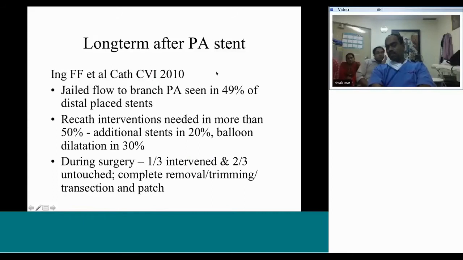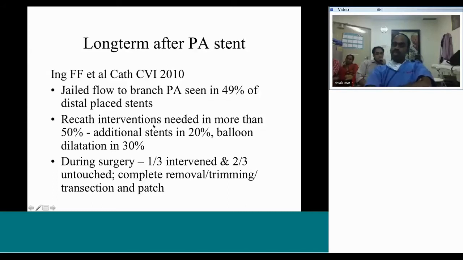Jailing of flow to transpulmonary artery is seen in almost 49% of the patients with distally placed stents. Whenever you are placing a stent beyond the hilum of the blood vessel, 50% of them will have some form of jailing of flows to some branches. Re-interventions will be needed in almost 50% of the patients. Additional stents may be needed in 20% and additional balloon dilatations may be needed in 30% because we are intervening in smaller and smaller children.